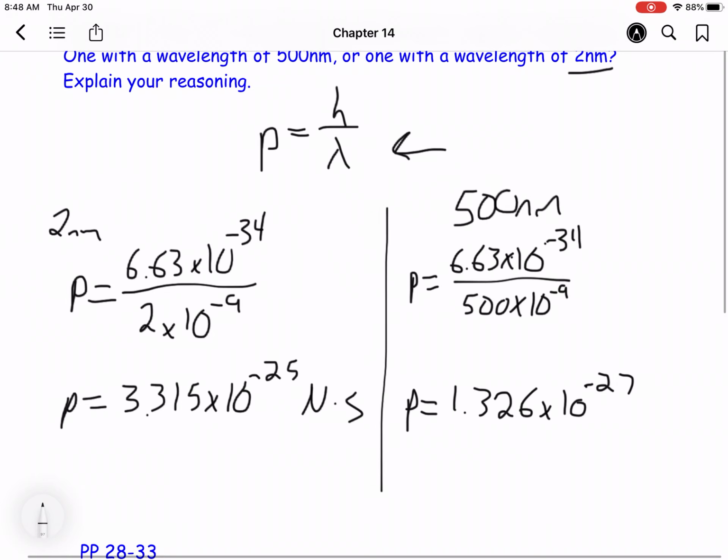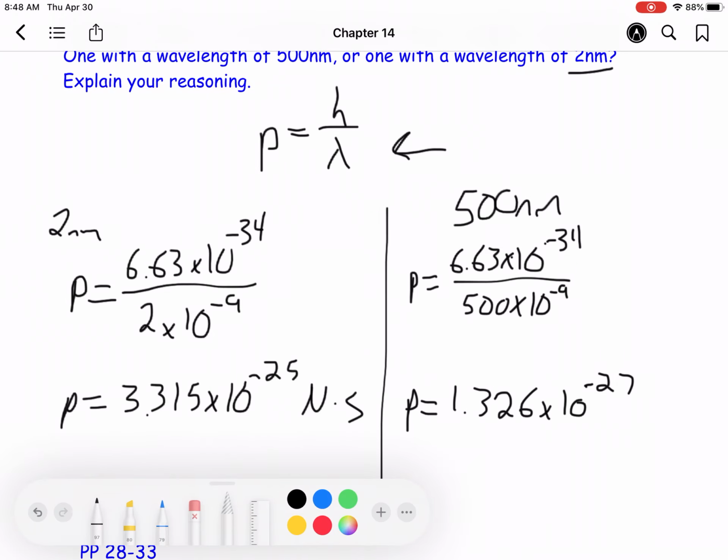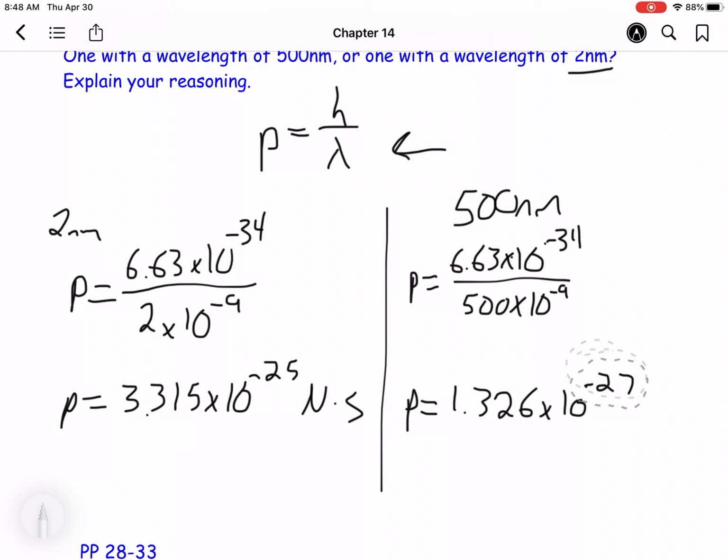When you're comparing these numbers, the numbers out front don't really mean much. Like 3 technically is higher, but what makes this number higher is that it's only to the negative 25 versus this is negative 27. So the shorter the wavelength, the higher the momentum, which means that our gamma rays have the most momentum.